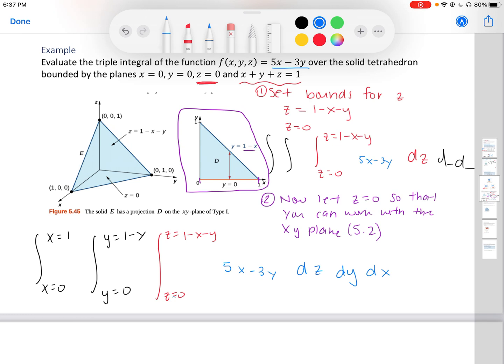And like I said, setting up your integral, I think, is the most challenging portion. I'll let you work this one out. Your answer, once you're done integrating, should be 1/2.